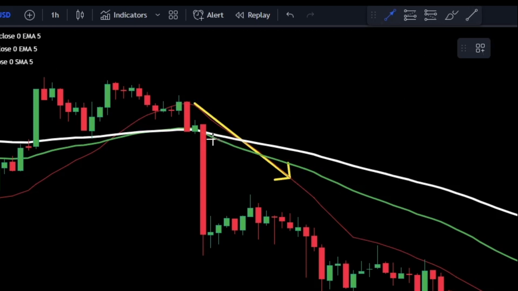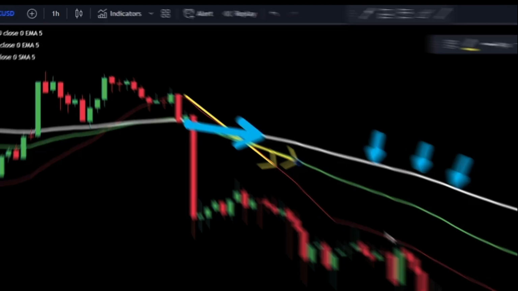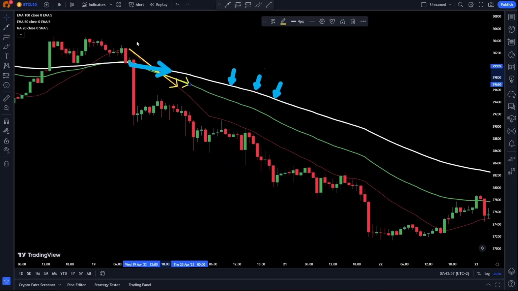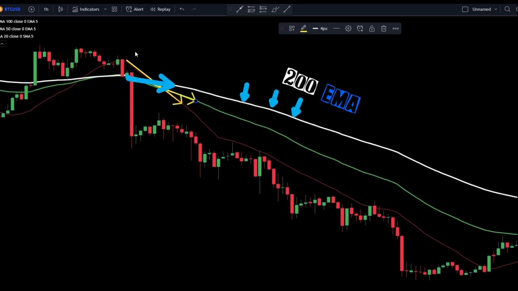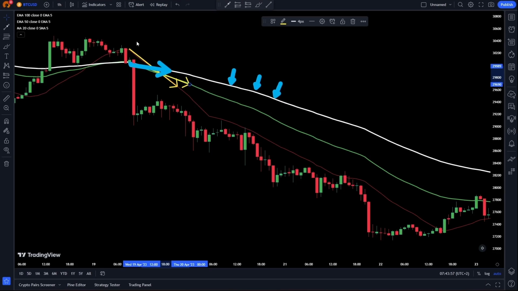As you can see, this one, the green one, is the 50 period EMA and the white line is the 100 period EMA. And sometimes we even use the 200 period EMA to determine the direction of the market. But in this case, we use the 100 period EMA, it will give us great results. As you can see, the market is breaking the support line. The market is crossing the 100 period EMA from above to below, indicating that a downtrend will take place.